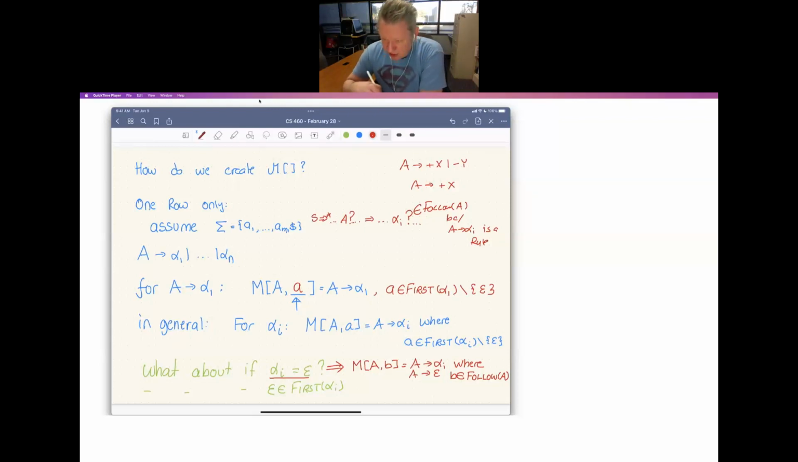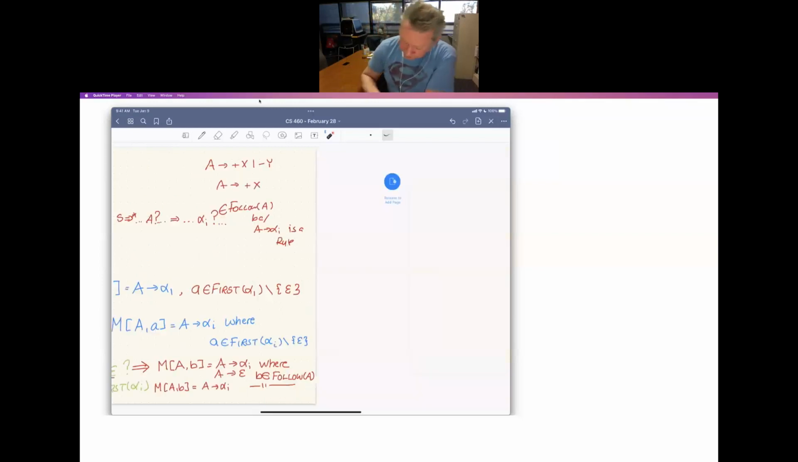So in the epsilon situation, we said, right, let's just take the left-hand side's follow set and use that. We can just do the same in this situation because this is no different. That is also an epsilon. So we'll just say m of A comma b is equal to A goes to alpha I, where that's the case. The only thing I can't say now is that alpha I is an epsilon explicitly, but I know that epsilon is in the first set. Well, how is that possible?